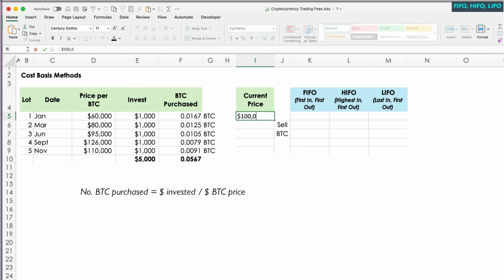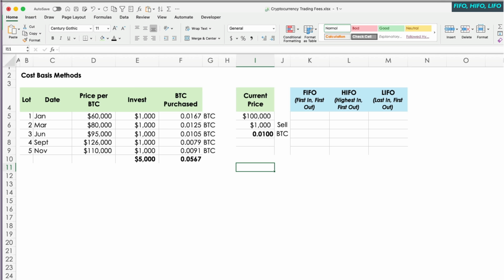Let's say later in the year, the Bitcoin price drops to $100,000. If I decide to sell $1,000 worth of Bitcoin, that would equal 0.01 fraction of a Bitcoin. Now let's see how the gain or loss changes depending on the cost basis method I use.